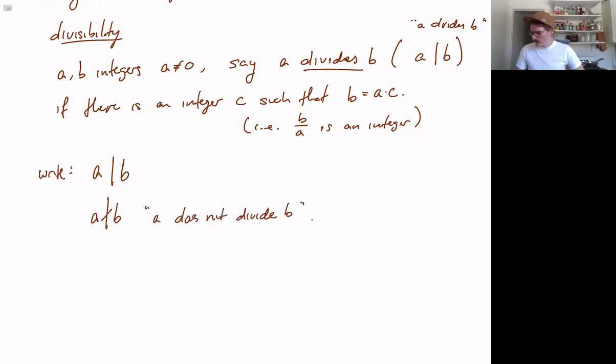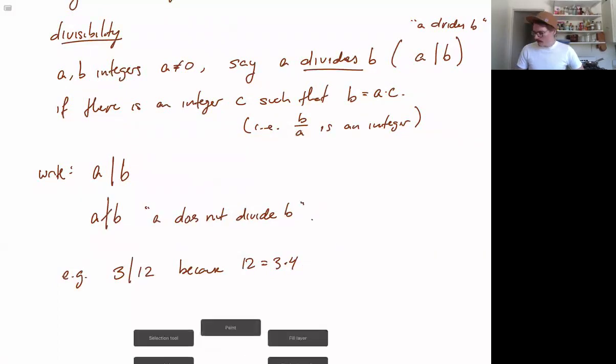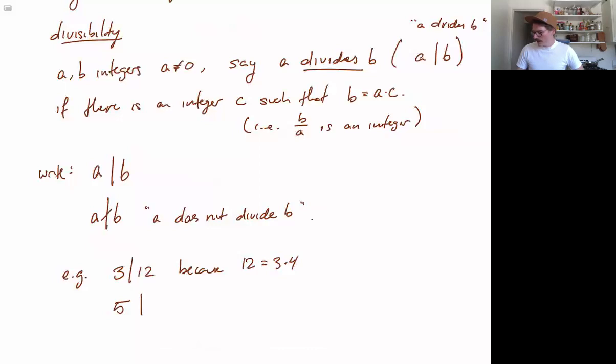Okay, so that's our definition. So, for example, 3 divides 12, because 12 equals 3 times 4. So this is c in our definition. And as a non-example, 5 does not divide 12 because there is no thing that you can put there to make the equation work. Or in other words, 12 over 5, not an integer.